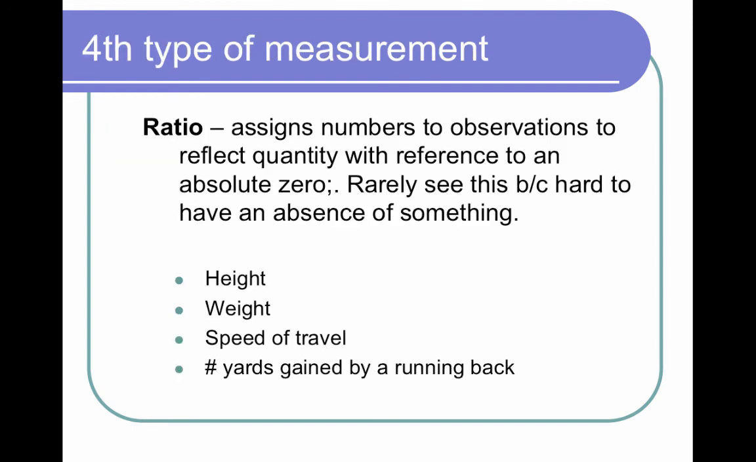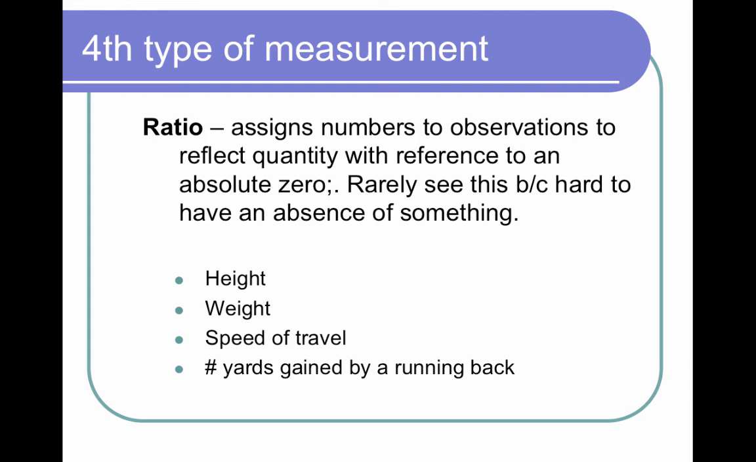The last type of measurement is ratio. And this is when we assign numbers to observations to reflect quantity with reference to an absolute zero. If you're taking notes here, you need to circle or underline or write in big bubble letters absolute zero, because that's what's important about the definition of ratio. You rarely see this because it's hard to have an absence of something.